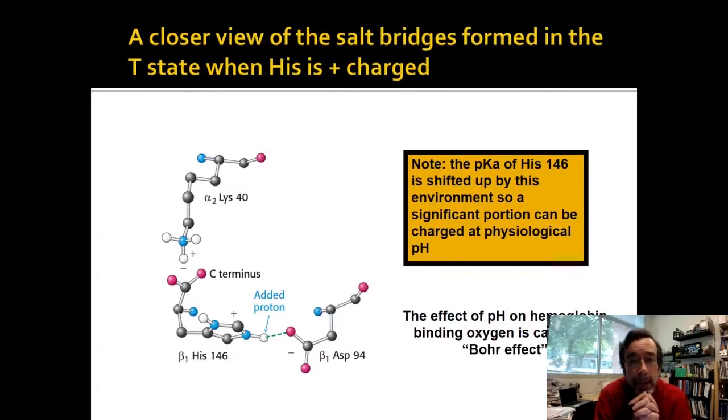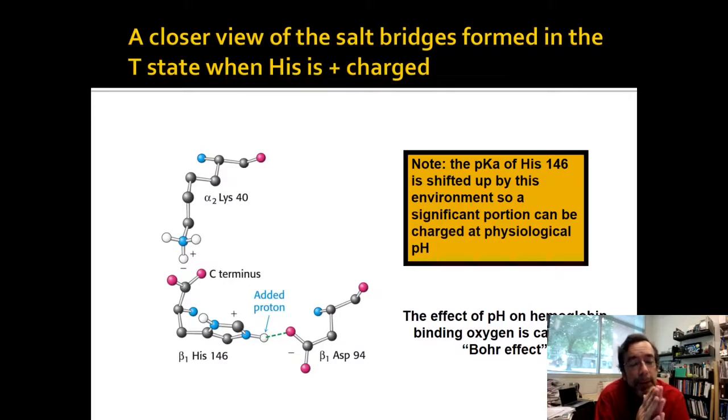Bohr effect, because it was found by the scientist whose last name was Bohr. You might have heard of a scientist's last name Bohr, Niels Bohr, in your physics class. This is actually his father. So his father was a biochemist, and he found out that if you increase the pH, you decrease binding. Only later did we really figure out why that happens.